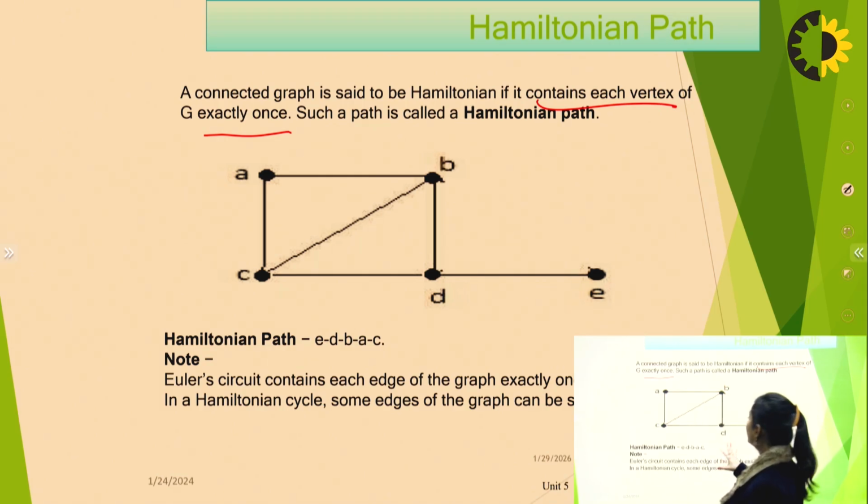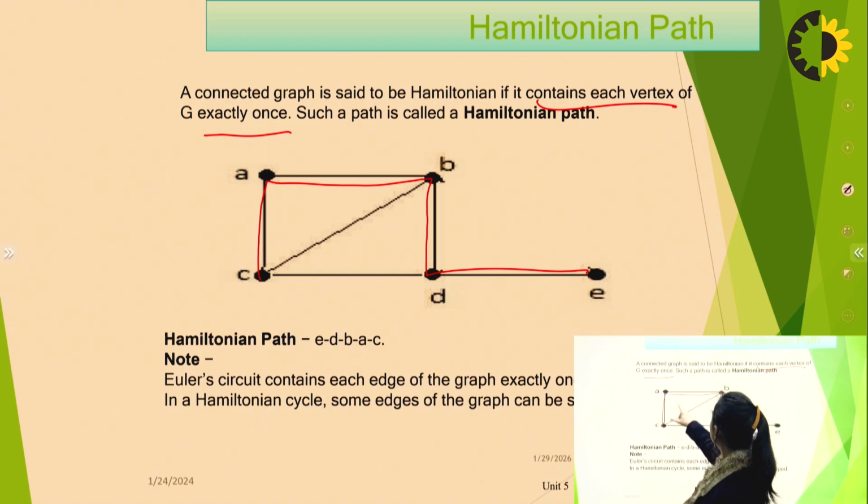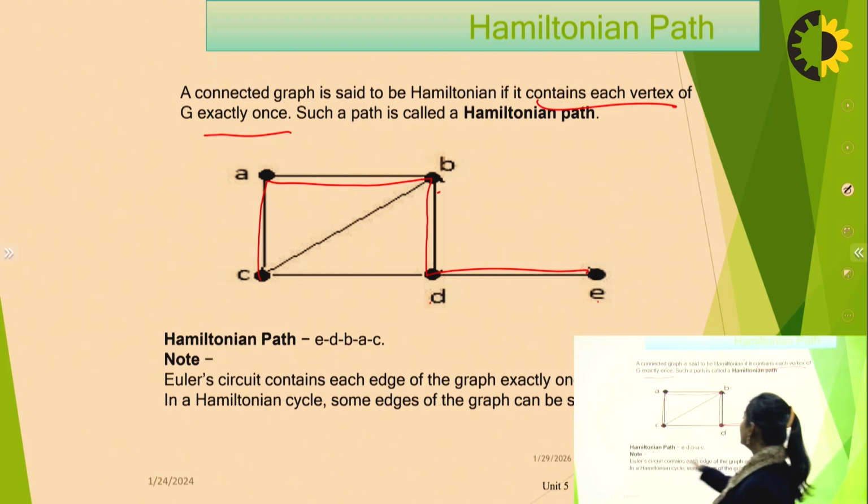So, if you see here, E, D, B, A and C, right? We are able to traverse this graph right here, which says E, D, B, A and C. A Euler circuit contains each edge of the graph exactly once. In a Hamiltonian cycle, some edges of the graph can be skipped. Our goal here in Hamiltonian is about vertices.